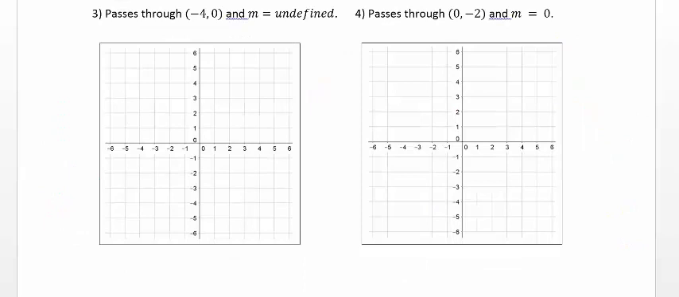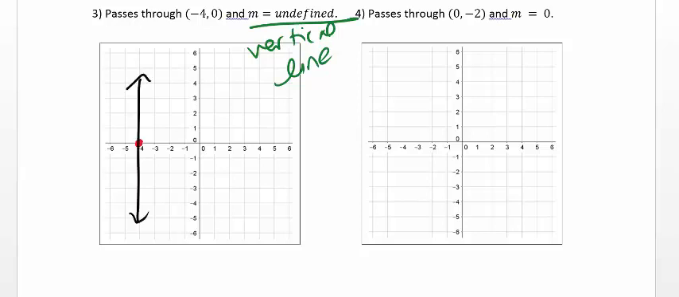In number 3, I want to draw the line that goes through the point -4, 0, and the slope is undefined. So I start by plotting the point -4, 0. That's on my x-axis. And we learned from the lesson before that any slope that's undefined is going to be a vertical line. Therefore, I just have to draw a vertical line through this point. And there I have graphed the line.